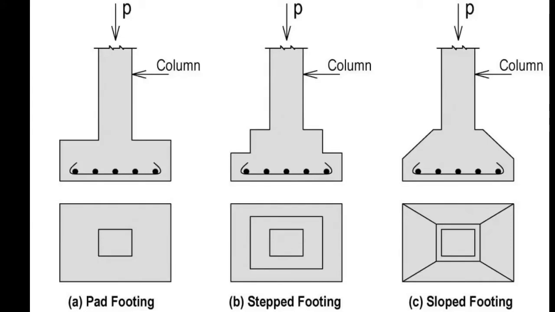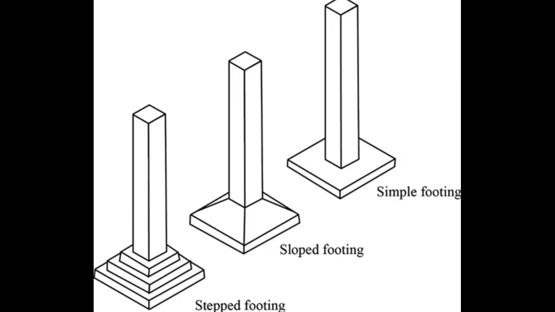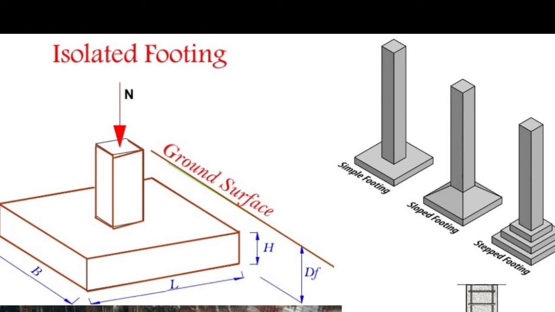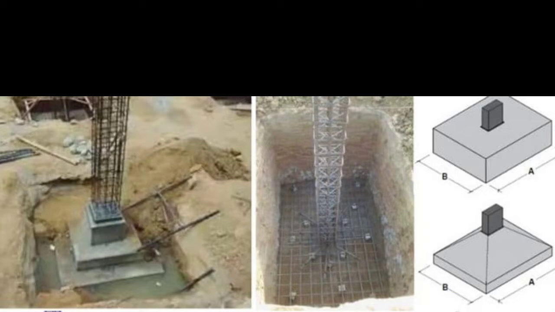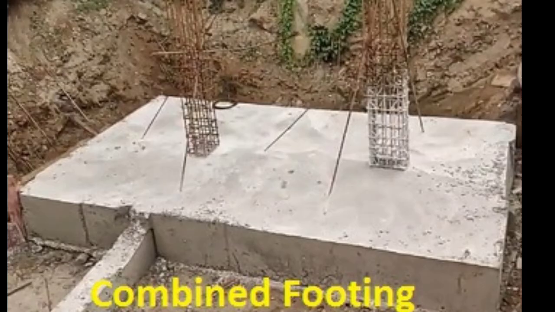Next type is a shallow foundation type. First one is isolated footing. It is also called a single column footing. Next point, it is square, rectangular or circular in shape. Third point, each of its columns transmits and distributes load towards the soil. Next point, sometimes this footing can be sloped or stepped. This type of footing is used when the structural load is relatively low, columns are widely spaced and the soil bearing capacity is adequate at shallow depth. This is isolated footing.